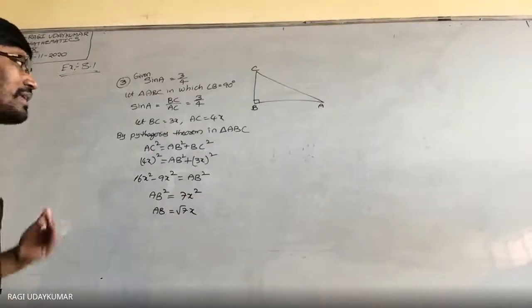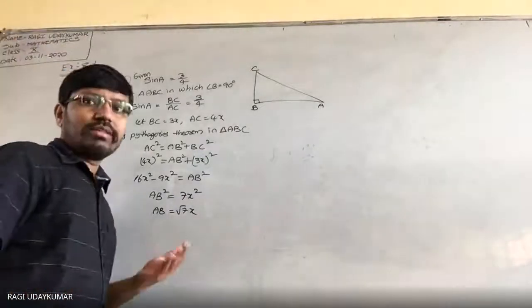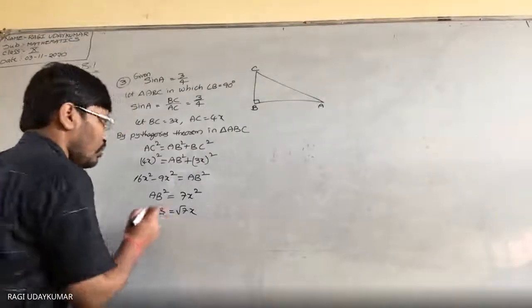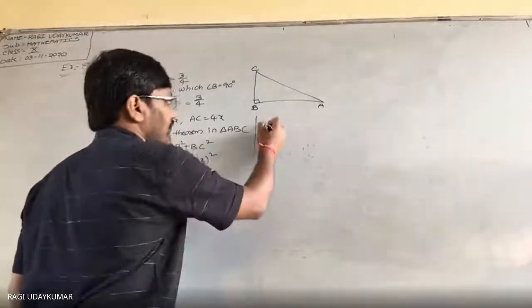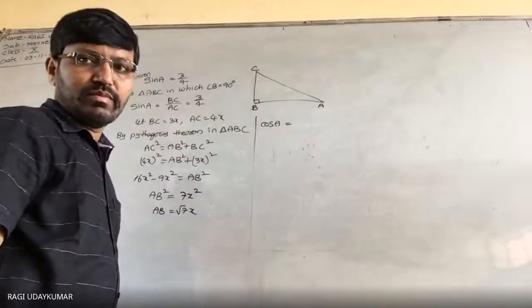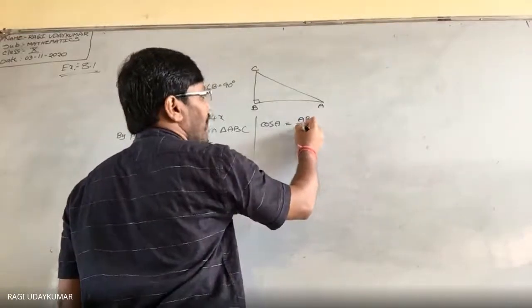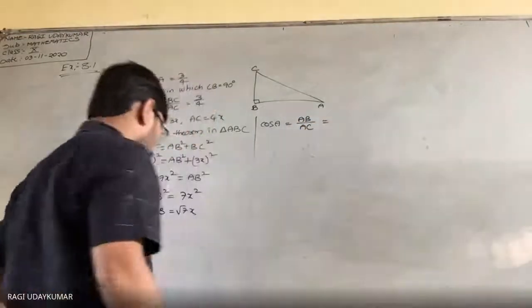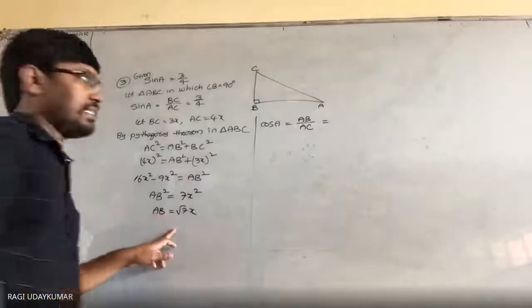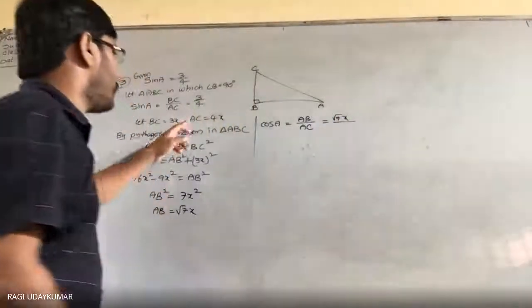So AB is equal to under root of 7x square. So here we are going to get AB is equal to root 7x. Now what is the question asking you to find out? Cos A and tan A. So you can find out cos A. What is cos A? Adjacent AB by hypotenuse AC. The AB you got here is root 7x, root 7x by AC is equal to 4x.